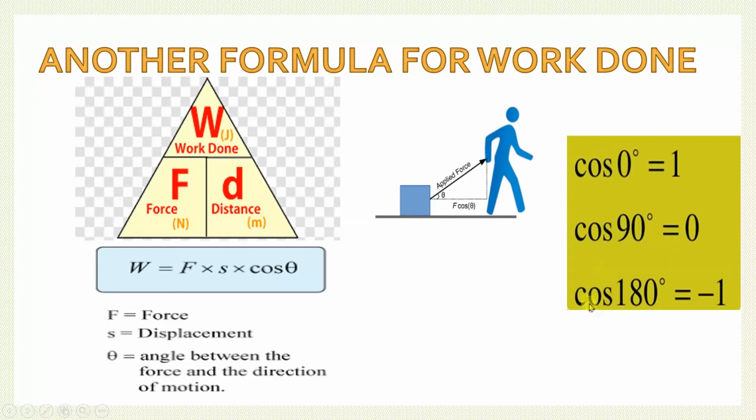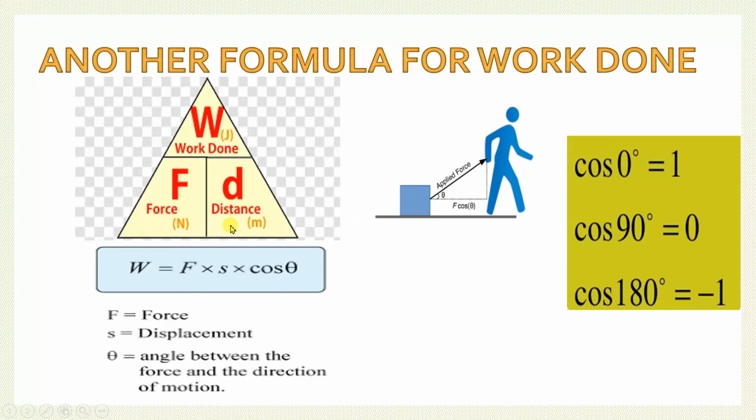Okay, and the last, cos of 180 degree, means when force and the displacement are making an angle of 180 degree, means the object is moving towards right and force is applied towards left. It can happen.